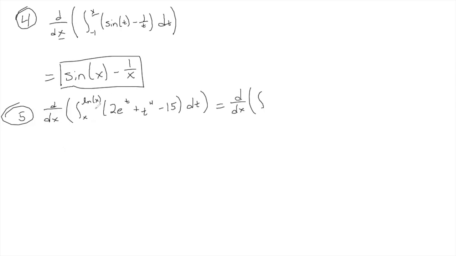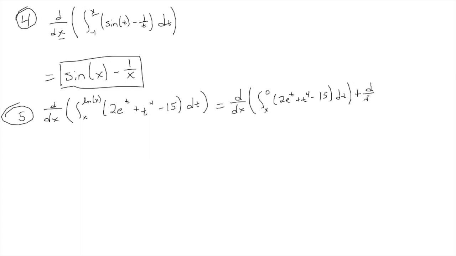So let's deal with the first interval, x to any constant. Let's say x to 0. Why not? 0 is sort of the most convenient thing. 2e to the t plus t to the fourth minus 15 dt. And that is one of them.